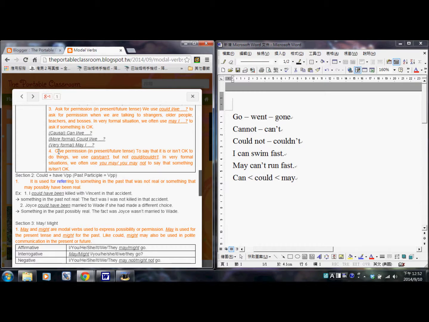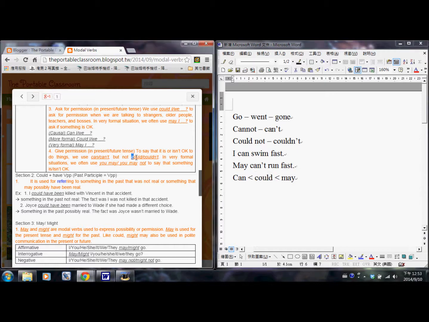So when you give permission, like your kid asks you this question, could I go out to play with my friends after I finish my homework? So the person is actually using could to ask for permission because you are his or her father or mother. He or she is trying to be polite. So they use could to ask you the question, could I go out with my friends after I finish my homework?